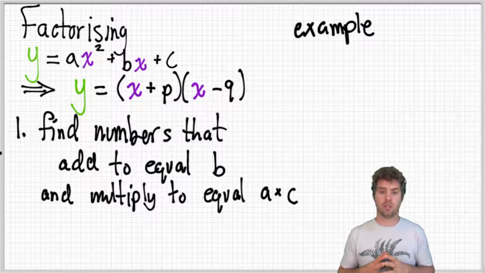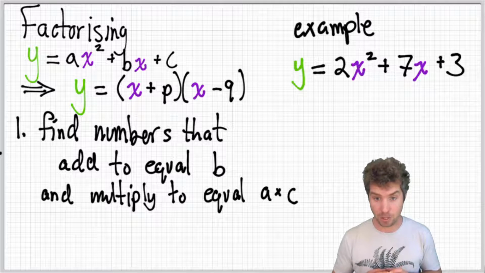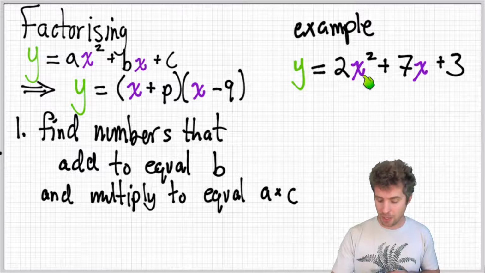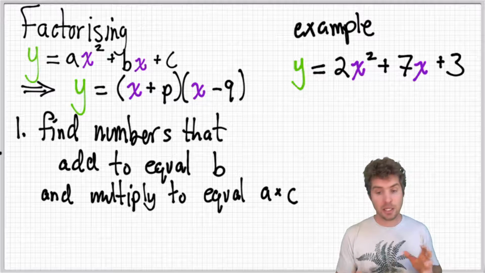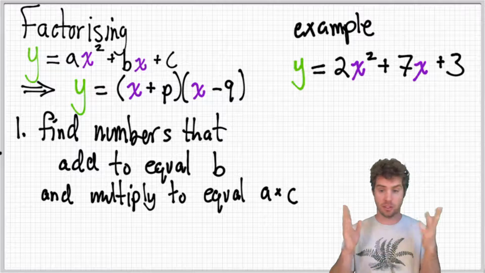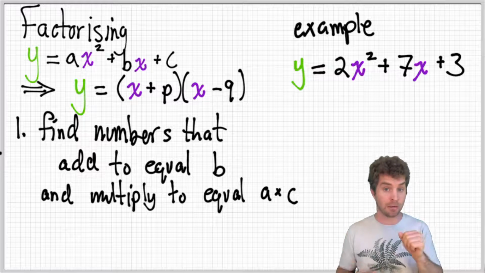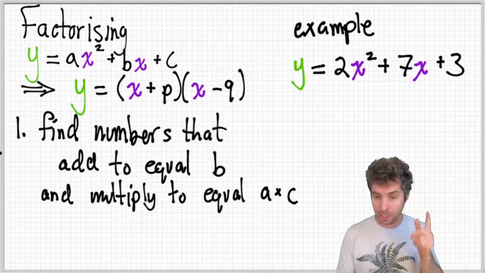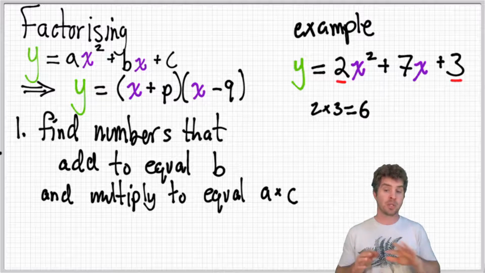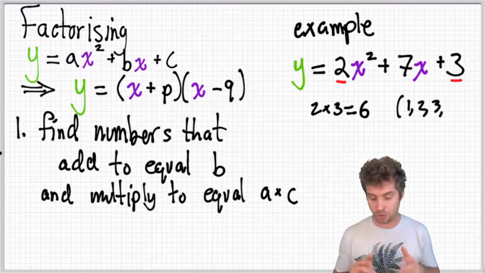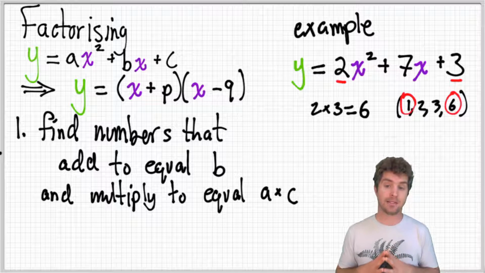Let's look at the equation y equals 2x squared plus 7x plus 3. So a in this case is 2, b is 7, and c is 3, right? So we need numbers that are going to add to make 7, which there's an infinite number of pairs of numbers that we can add to 7 because we include negative numbers here. But we need those numbers to multiply to 2 times 3, right? So 2 times 3 is 6. So let's just list the factors of 6: 1, 2, 3, and 6. And of course, most people can probably see that 1 and 6 add to 7.